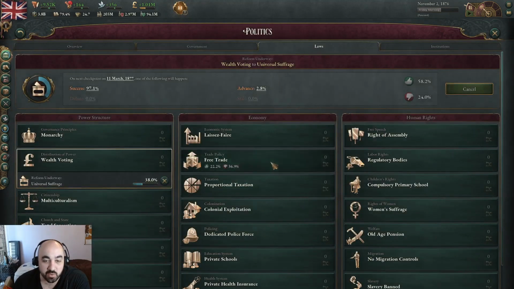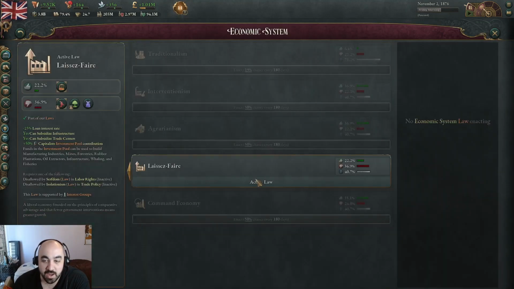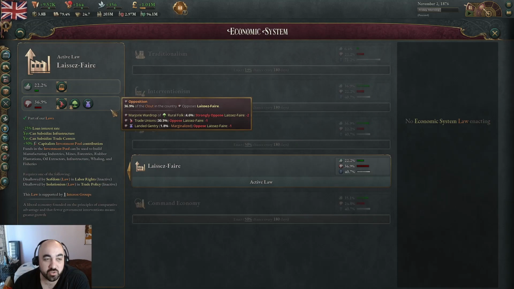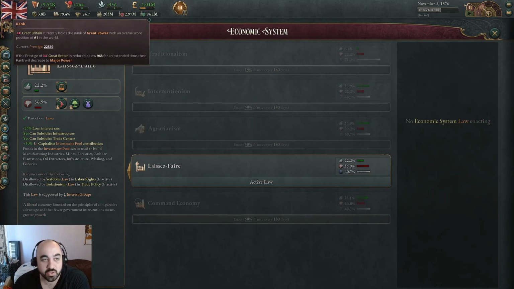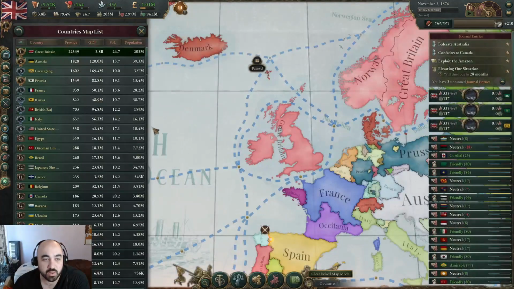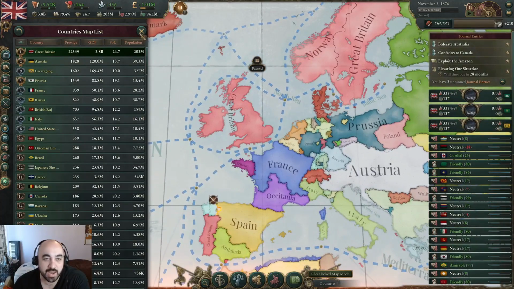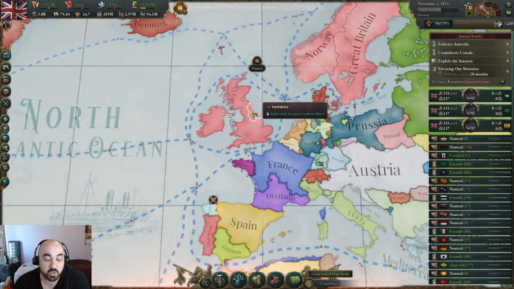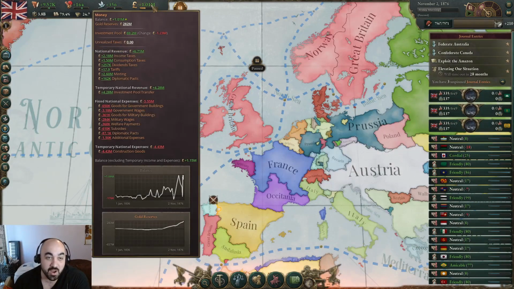It will be decreased further by laissez-faire, giving you minus 25% loan interest rate. And you also have laws that give minus loan interest rate. And if you are a great power, you also get minus loan interest rate, or your natural interest rate is much lower. So if you combine all these things, deficit spending is incredibly powerful because it allows you to, for example here, leverage 500 million in deficit in order to construct way more.